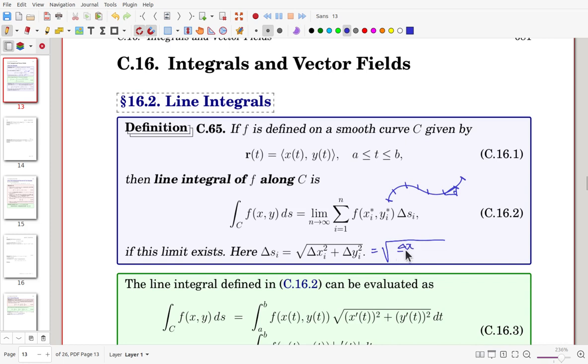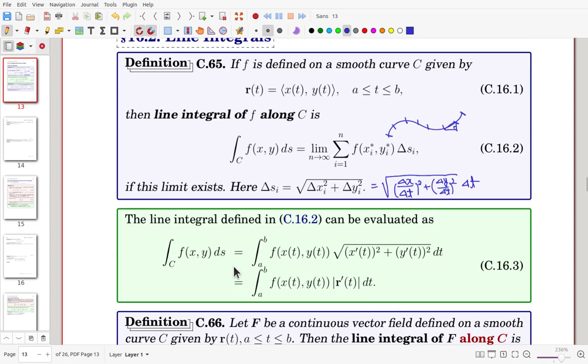Now, it can be written in this way. There's delta x over delta t squared plus delta y over delta t squared, and then delta t. When we take the limit, so delta t becomes smaller and smaller, then this one will approach that one. So the line integral can be evaluated by using this formula. And in the t domain from a to b, this quantity is the same as the length of r prime.